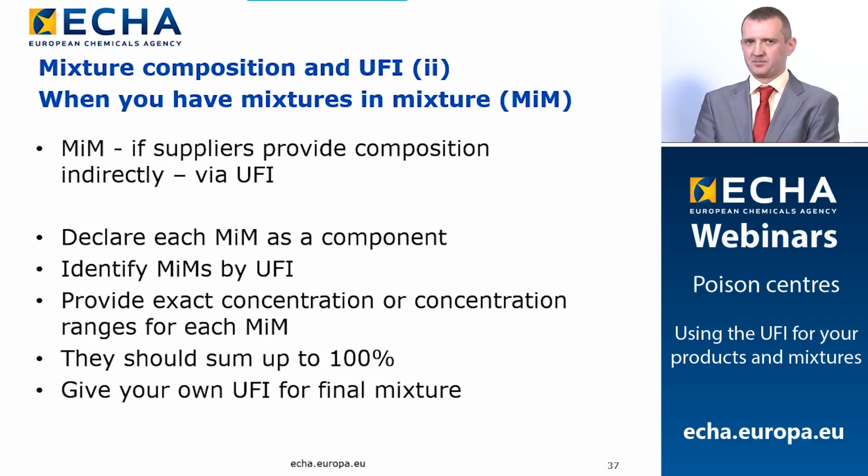One important thing, the UFI that you receive from your supplier must be already submitted and known to poison centers. So the supplier must first perform all the necessary steps to give a meaning to that UFI. You need to provide exact concentration or concentration ranges for each mixture-in-mixture component. They also should ideally sum up to 100%. In the end, you need to assign your own UFI to the final mixture.